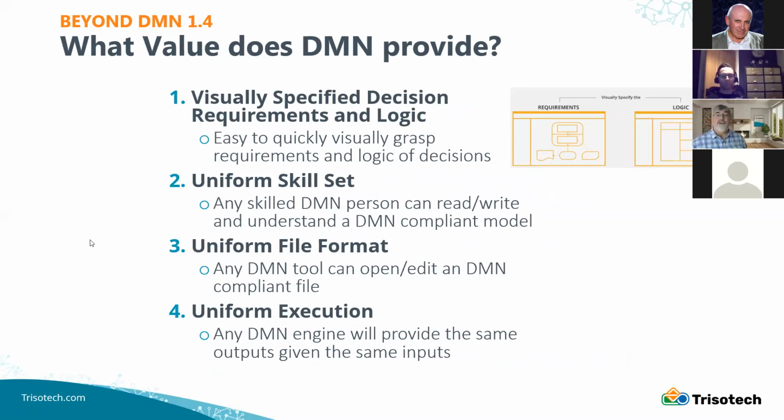So what value does DMN provide? And this is where I'm starting to color outside the lines, or taking a discussion position. So I think the first value that DMN provides is visually specified decision requirements and logic. So a user or a person can quickly visually grasp what the requirement and what the logic of a decision is. We can do the requirements with a DRD, and we can visualize the logic with boxed expressions.